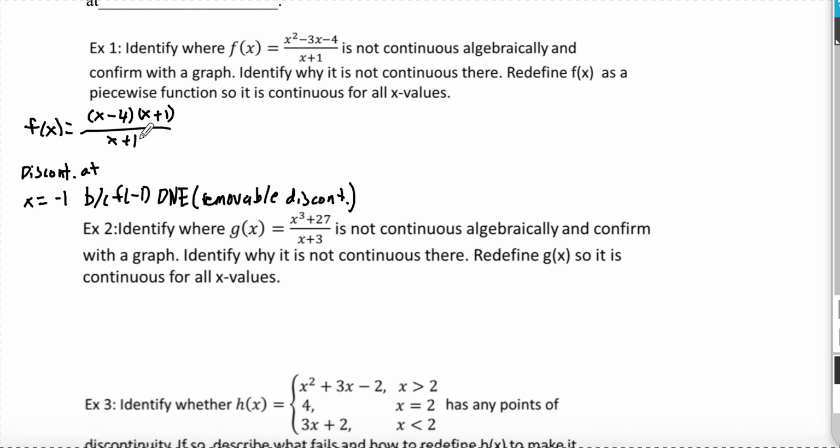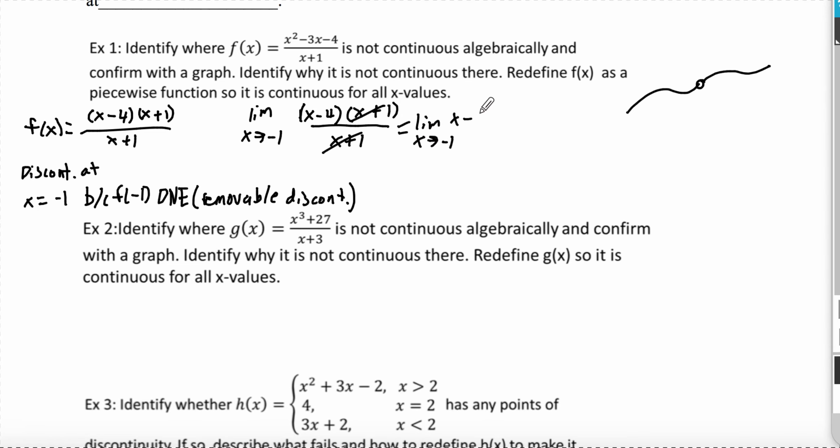If all we have is a removable discontinuity, a hole, we should be able to plug that hole. We just have to figure out where we need to plug that hole. If this is some graph that just has a hole, the limit does exist. So let's actually find its limit. The limit as x approaches that problem spot, which is negative 1, of x minus 4 times x plus 1 over x plus 1. The x plus 1 cancels out, leaving us with the limit as x approaches negative 1 of x minus 4, which will give us negative 5. So we just found out the limit of this graph, where it comes together, is negative 5.